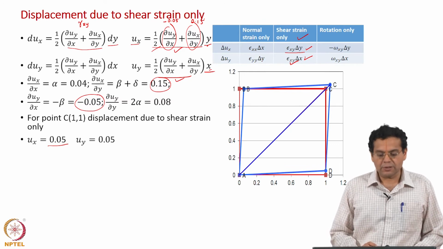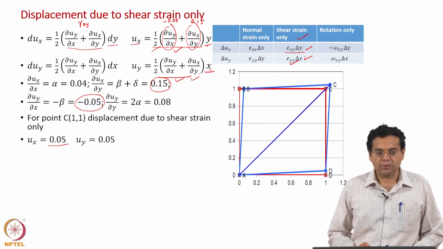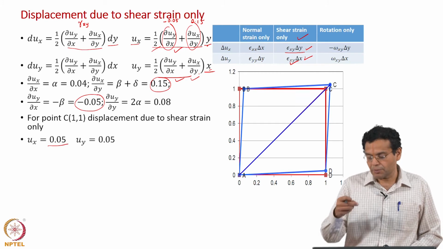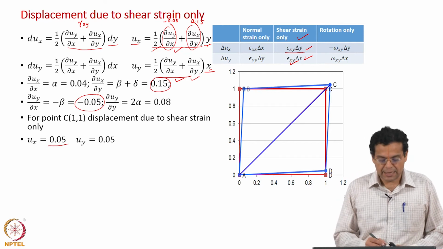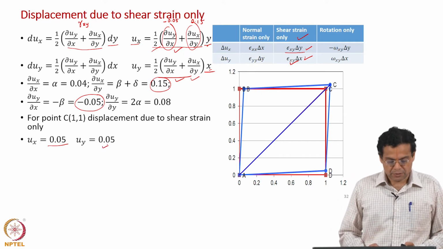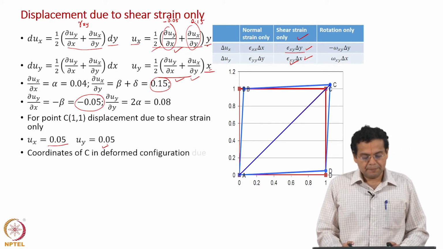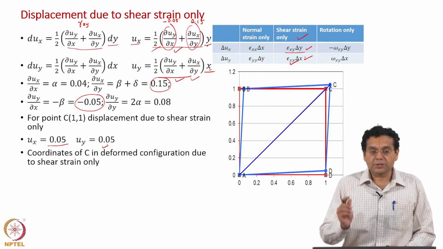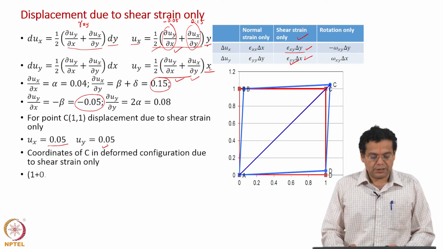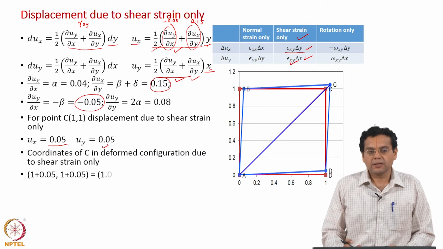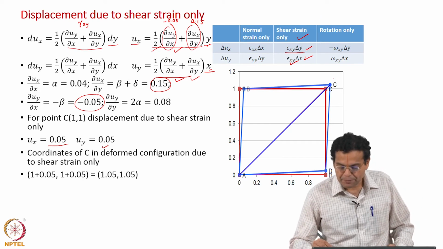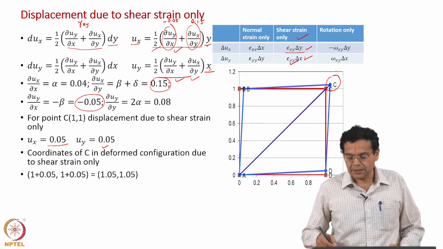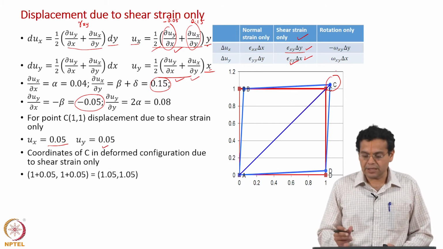Same for u y also, because this epsilon x y is the same for both of them. Multiply by x, x is equal to 1 here. This will not be the case for points B and D, because there x and y are different. Because it is point C, x and y are the same, so you get the same 0.05 here. So, now what are the coordinates of C in the deformed configuration due to shear strain only? Just add to the original coordinate, 1 plus 0.05, 1.05 for both x coordinate and y coordinate, and that is what you see here, 1.05 and 1.05. Of course, clearly only the shear strain is present, and that is what we considered.